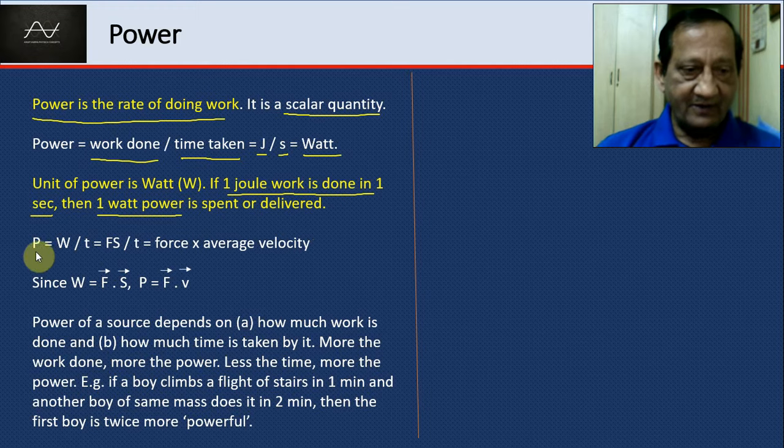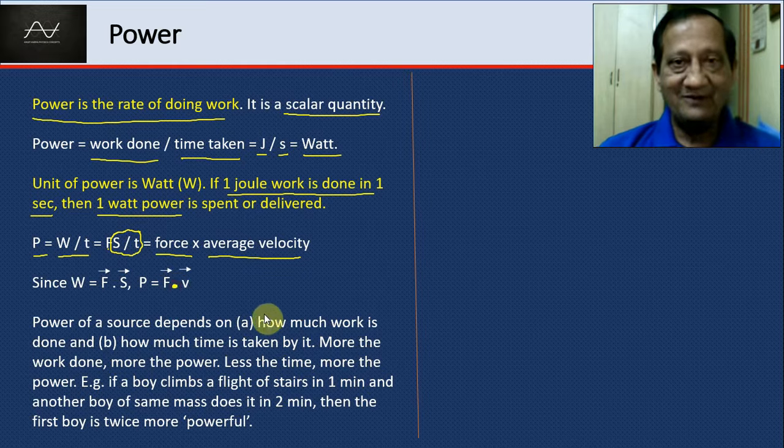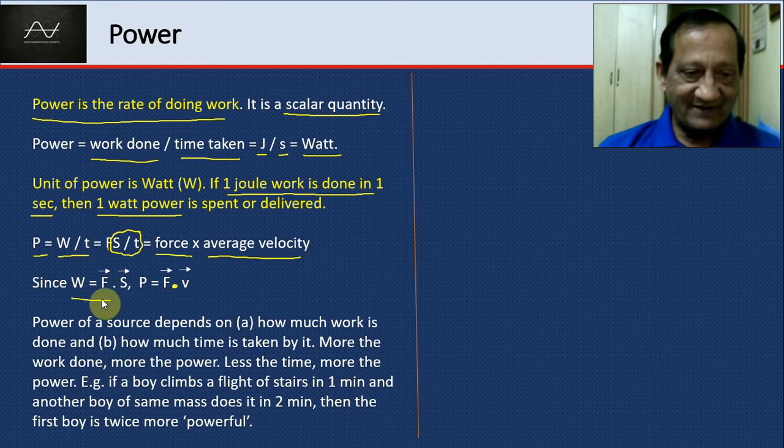Interestingly, power is work by time, work is force dot displacement, but displacement upon time is velocity. So power is also force into velocity, and this not just into, it is force dot velocity once again. By now, you are an expert on dot product, right? So work is F dot S and power is force dot velocity.